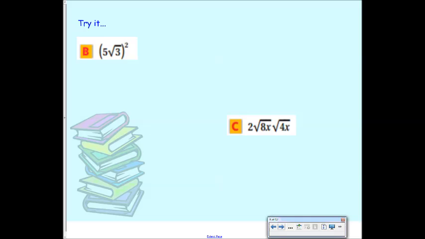And then what else do I multiply? Root 3 times root 3, which gives me root 9. And what's the square root of 9? 3. So it ends up actually being 25 times 3, which is 75. Good.